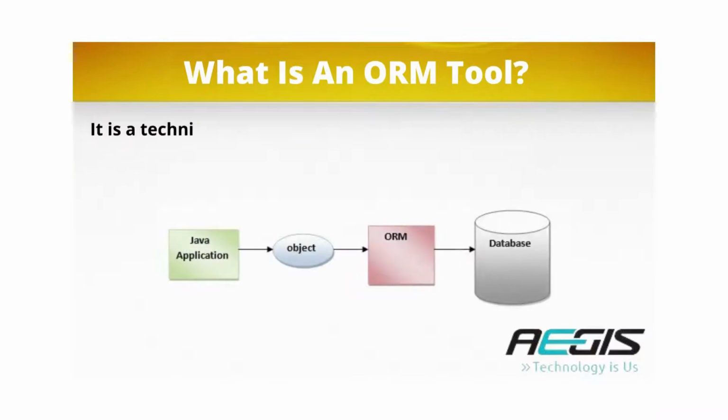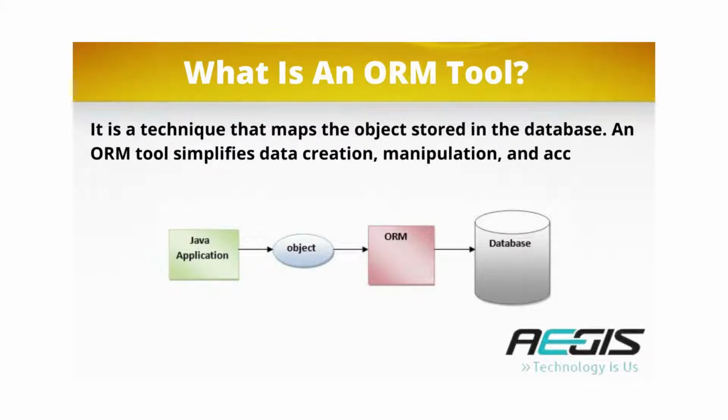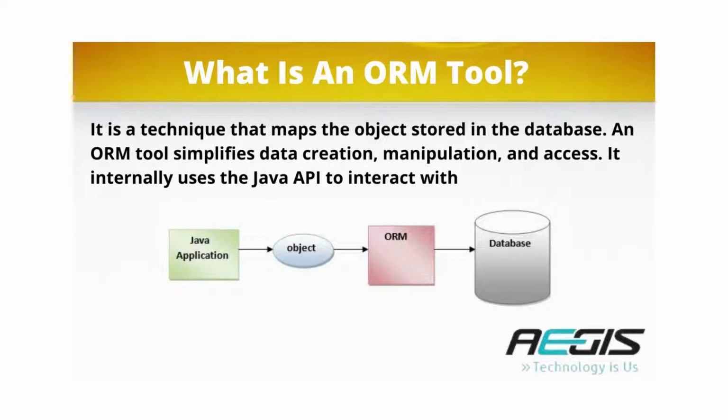What is an ORM tool? It is a technique that maps the objects to data stored in the database. An ORM tool simplifies data creation, manipulation, and access. It internally uses the Java API to interact with the databases. Below you can see the work of an ORM tool.